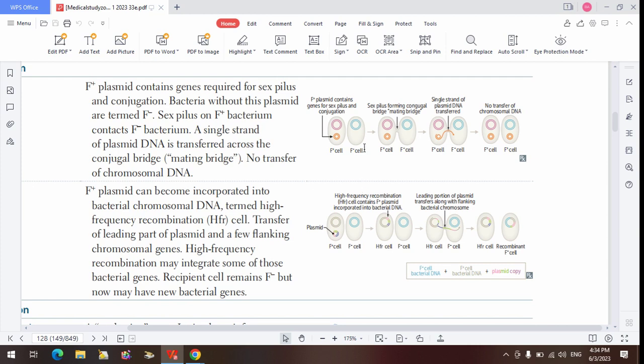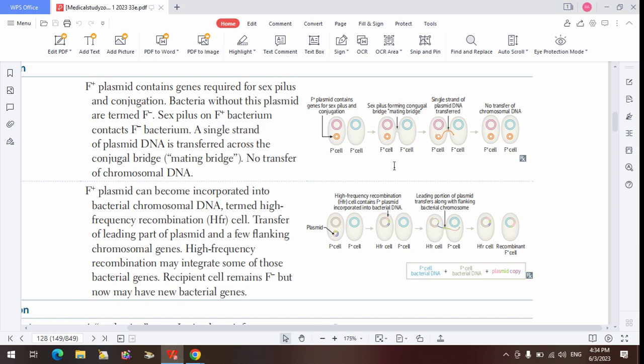So you said that bacteria F positive indicates that you have the plasmid, but you also said the plasmid has the gene for the sex pilus. Yes, so we are still saying the same thing. If you have a plasmid, that means that because the plasmid codes for the sex pilus, you'll be able to express that sex pilus and be forming the mating bridge. Do you understand?